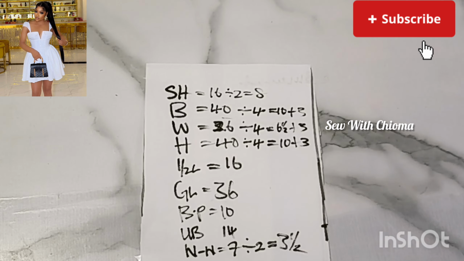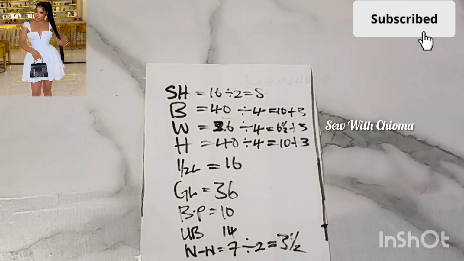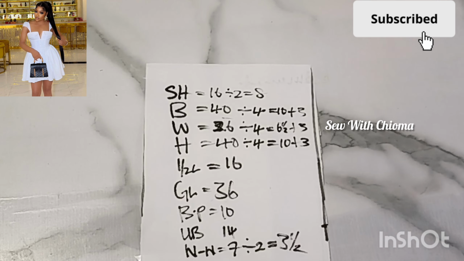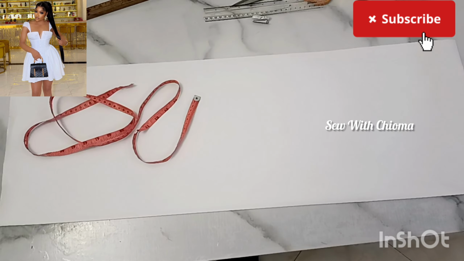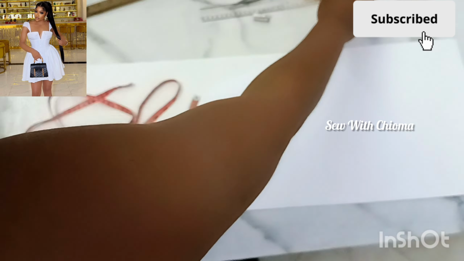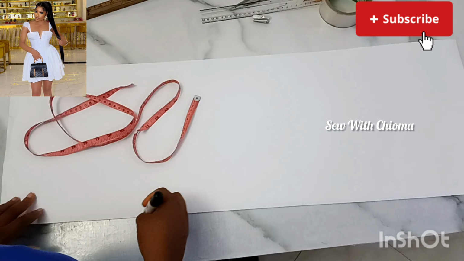Now the half length is 16, the gown length is 36. This particular style we're working on is a short gown. So 36 is short on the person, bust point 10, on the bust 14, and the half length is 16. So let's go.